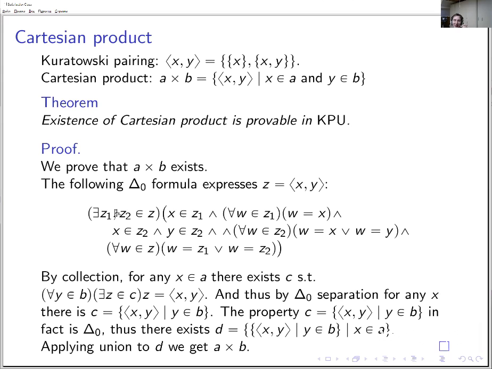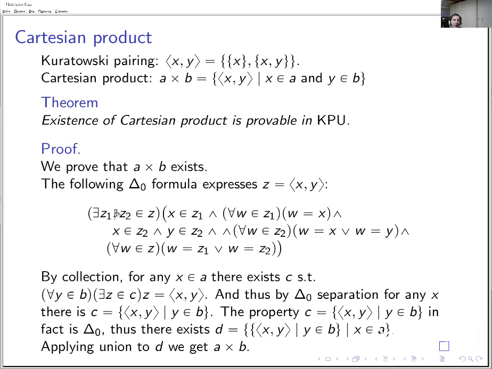The theorem is that the Cartesian product exists. As usual, we define pairing by Kuratowski pairing, and the Cartesian product, of course, is just the set of all pairs where one component is an element of one set, and the other component is an element of the other set. This happens to be provable in KPU, but we need, I guess, to work a bit more compared to the case of ZF. It's done as follows.